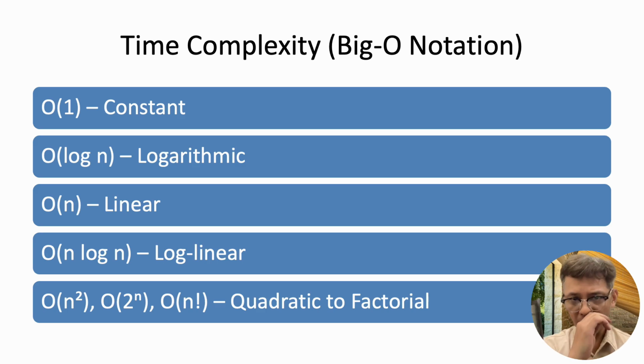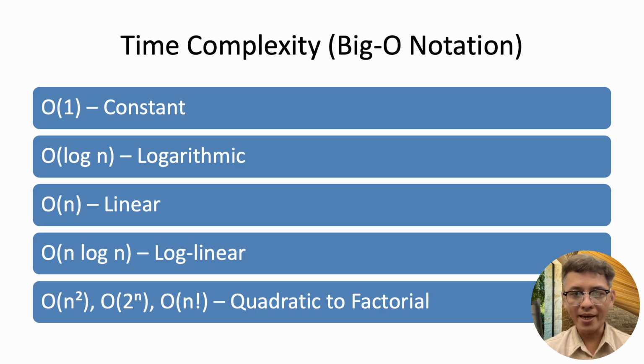Let's look at some common time complexities. First is O(1), or constant time. The algorithm takes the same amount of time regardless of input size. For example, accessing an element in an array. O(log n), or logarithmic time. So algorithms like binary search fall here. As input size increases, operations grow slowly.